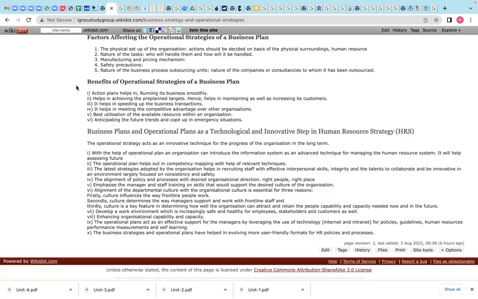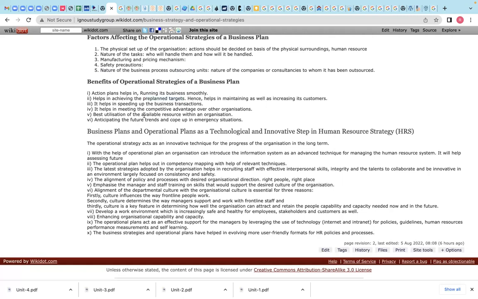Next is the benefits of operational strategy. Obviously, action plans are the ones that are going to help you get these operational strategies right. So that is what action plans are, the ones which are going to make the business run smoothly. Second, it helps in achieving the pre-planned target. You planned something, right? So this is the one which is going to make sure that it is met. Action is the one which is going to meet it.